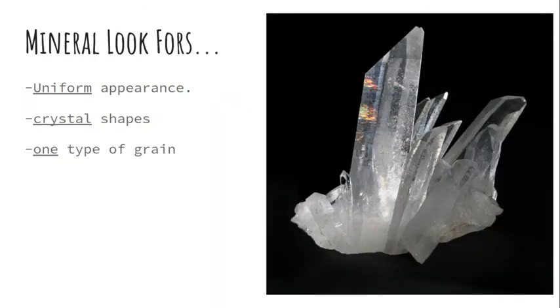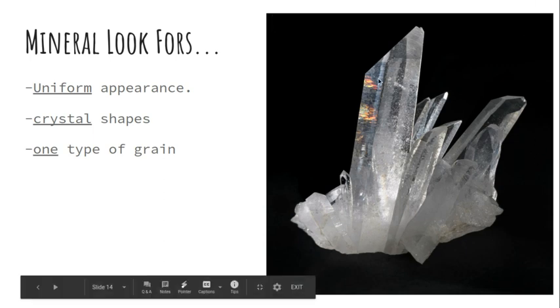So mineral look-fors. You would look for a uniform appearance, meaning it looks very much like it's just one substance. You would look for a crystal shape. If we had an electron microscope, we could definitely see the crystalline structure. But we don't have one of those in our classroom. So you will just have to look and see if you can actually see the crystal shapes. And then, of course, if there is any kind of grain, it will be one type of grain. So it's very uniform appearance.